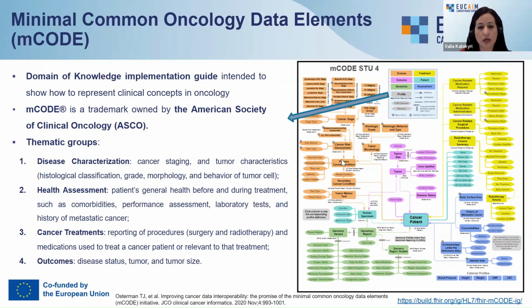For example, for the disease, it is the cancer staging, the tumor characteristics, grading, and all this kind of information you see here in the orange. Then it has some health assessment related information. So the patient's health before and during treatments, or before, for example, diagnosis or after diagnosis, like comorbidities, performance assessments, lab results, etc. And of course, cancer treatments, which are split into three basic domains: the medication, the surgical procedures, and the radiotherapy.